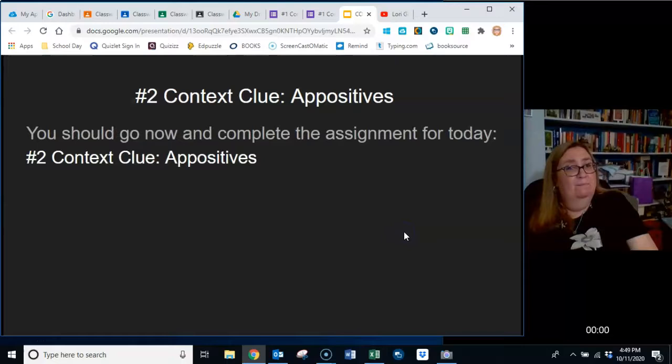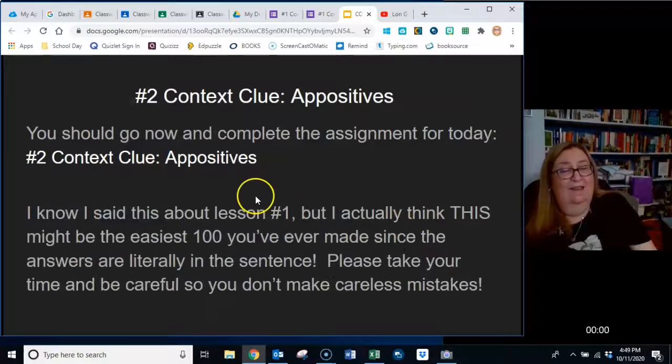So now we're going to go and complete the assignment for today, which is the number 2 context clues appositives. And I know I said this about yesterday's lesson, but I think actually this might be the easiest 100 you've ever made, since the answers are literally in the sentence. Take your time. When we think things are easy, we tend to go super fast, and that's when we make our careless mistakes. You don't want to make a careless mistake.